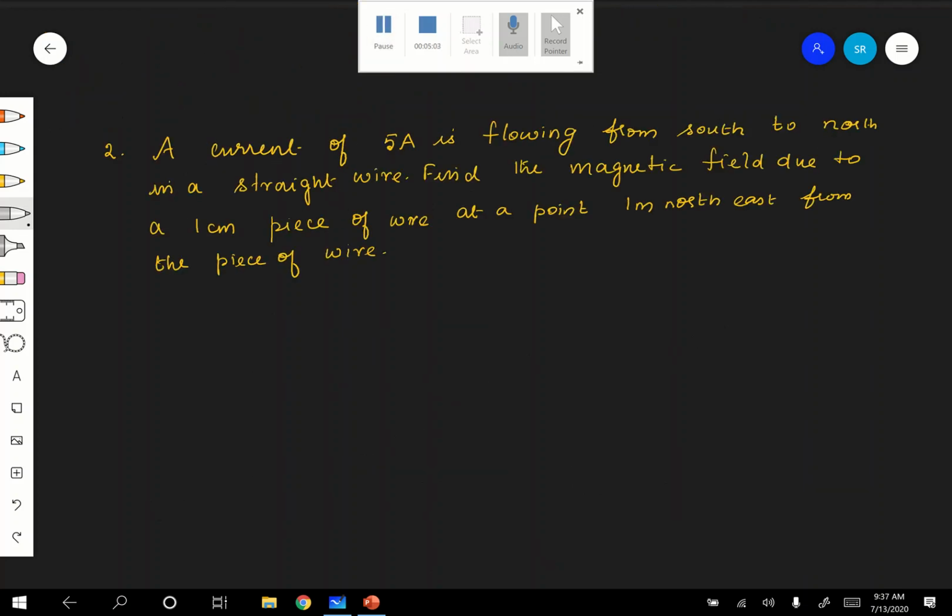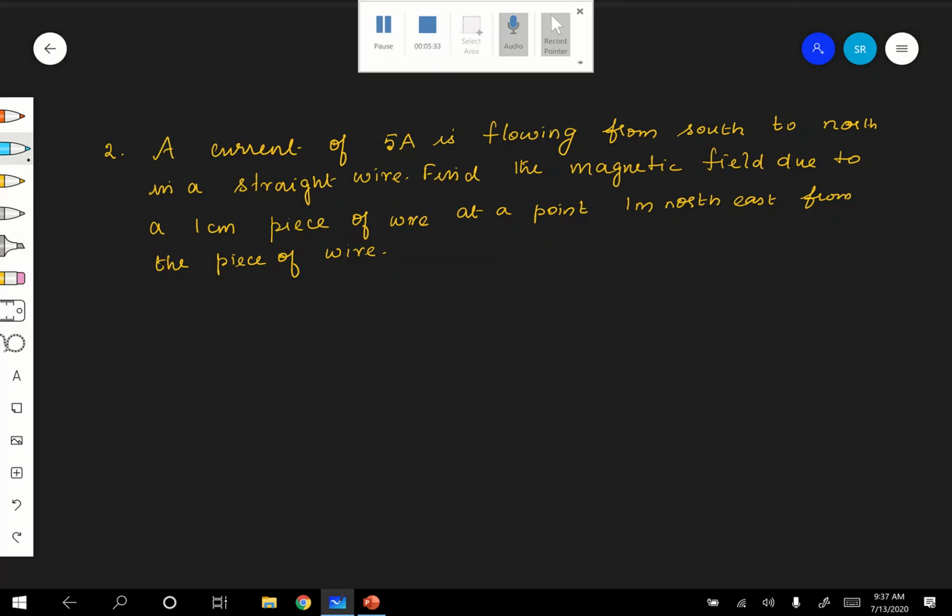Second: a current of 5 amps is flowing from south to north in a straight wire. Find the magnetic field due to a 1 centimeter piece of wire at a point 1 meter northeast from the piece of the wire. Here you see a current of 5 amps is flowing from south to north. Direction is given, everything. So you need to first draw the diagram. You have to understand the problem and then draw the diagram.